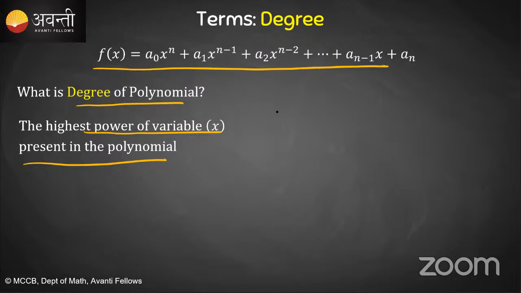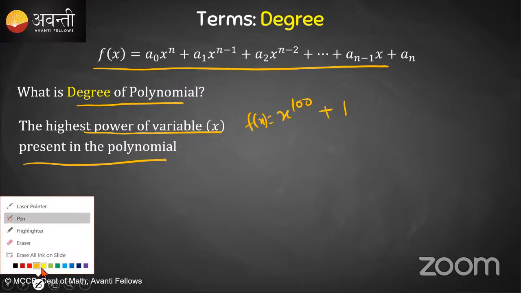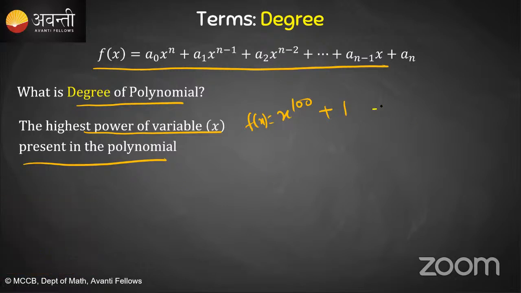For example, let's say f of x is equal to x raised to the power 100 plus 1. So what is the degree of this polynomial? Tell me, degree is 100. Yes or no? Degree is 100 because the highest power is 100.